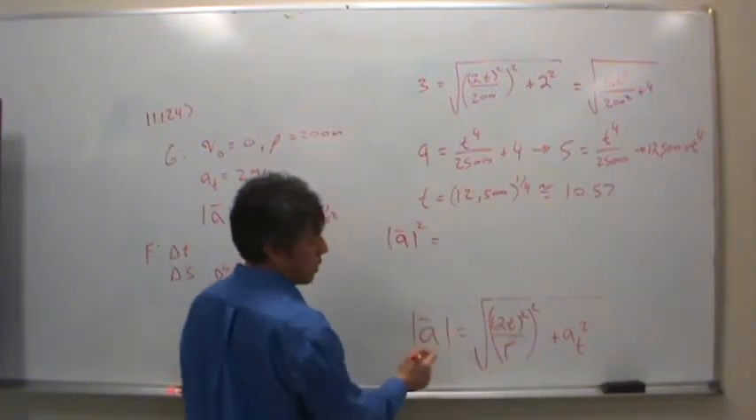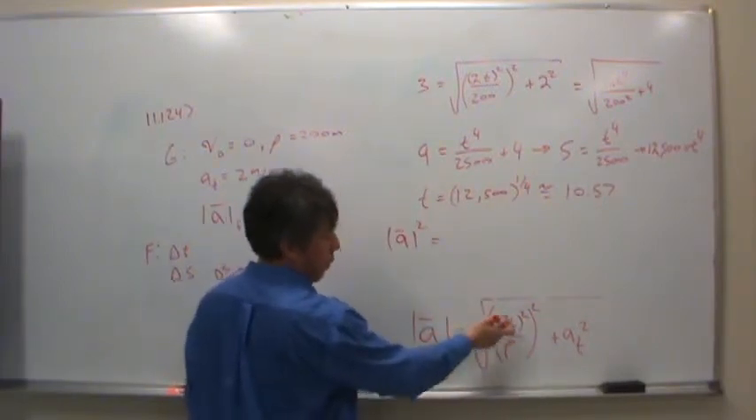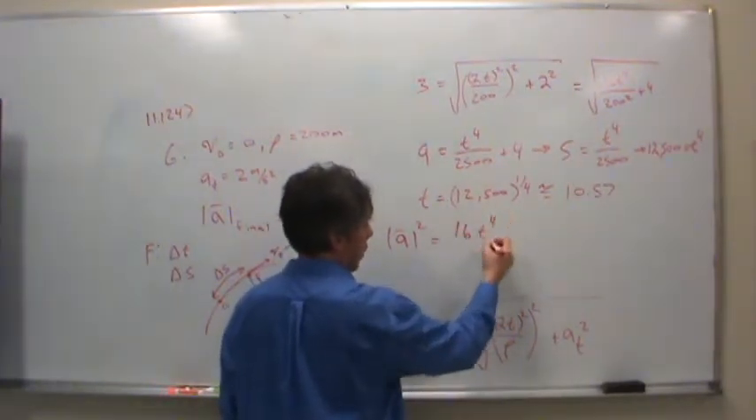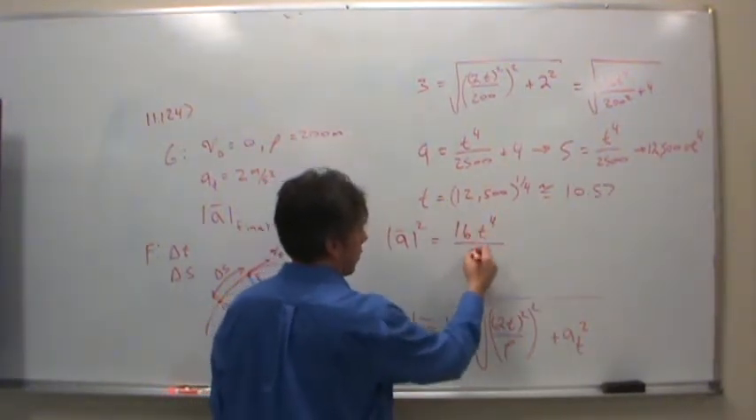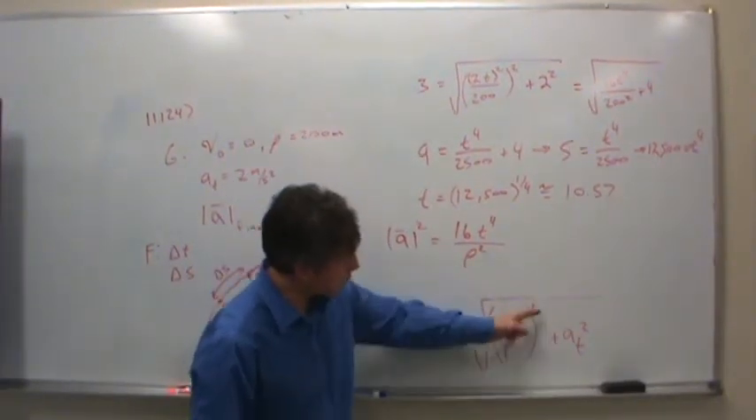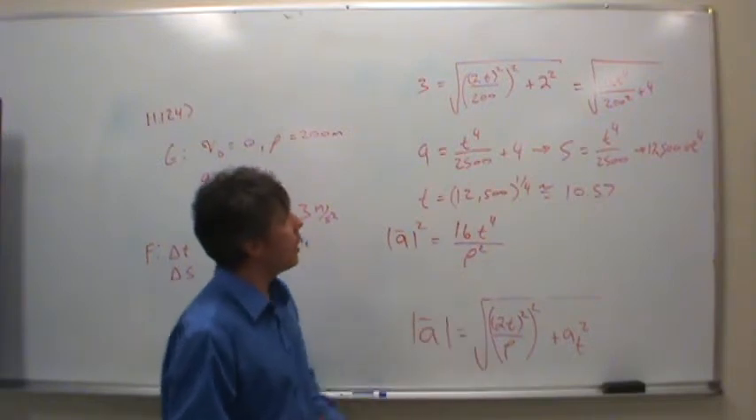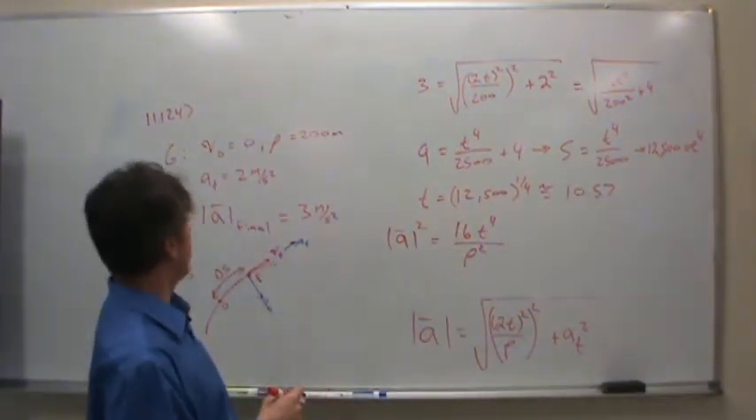T squared is just t squared. Then you'd have 4 squared again, which would be 16 t to the 4th divided by rho squared, because the square for the rho would come from here. Now this 16 is not really a problem that I have a 2 there. I did lose something along the way.